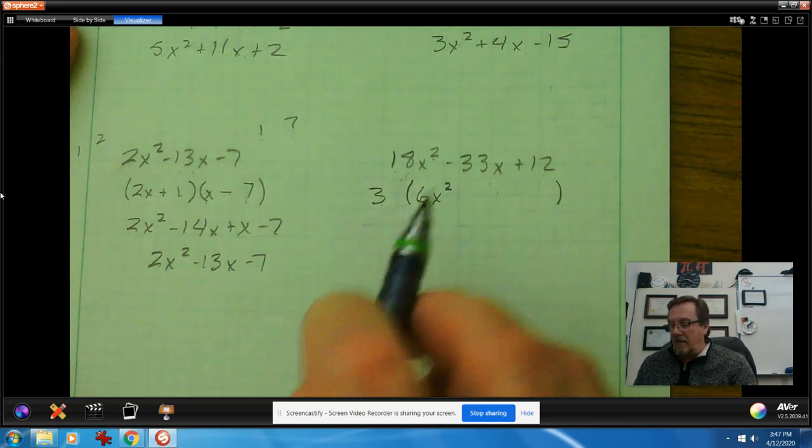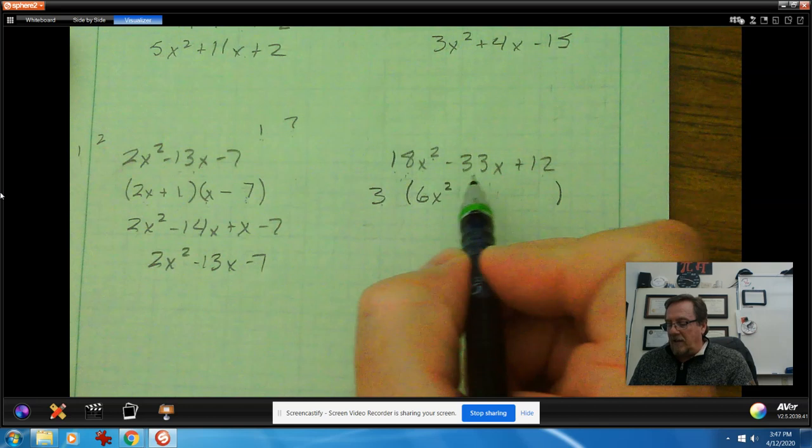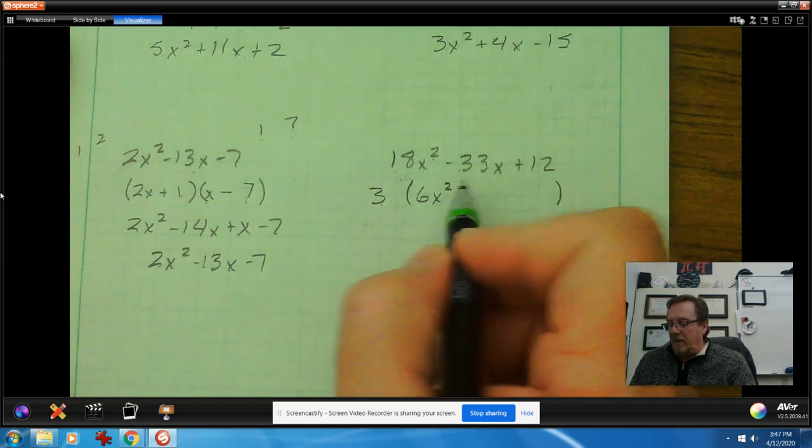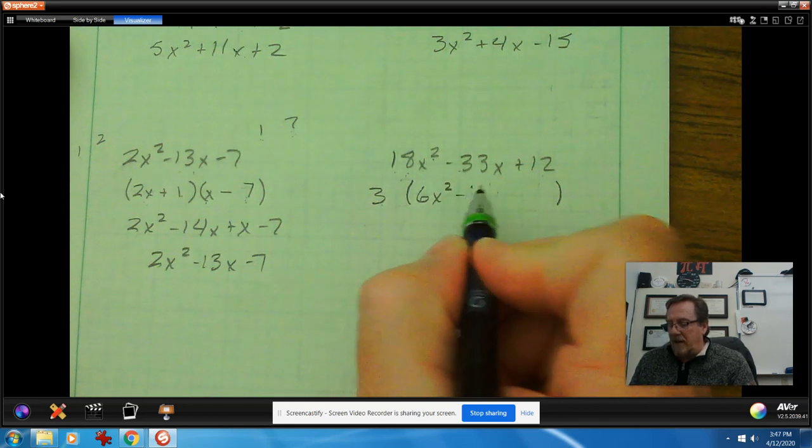So I took the 3 out, and now I'm going to, again, divide each of these terms by that number. So negative 33x divided by 3 is negative 11x.